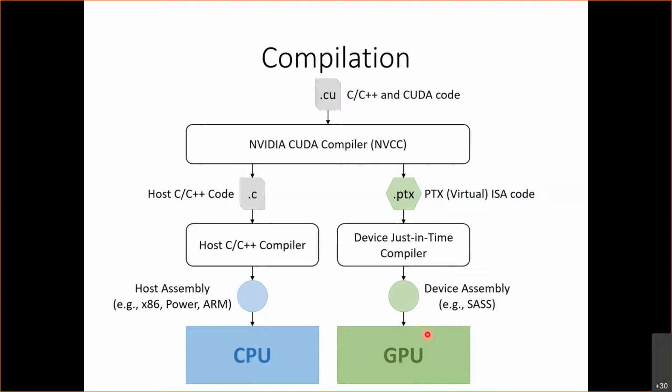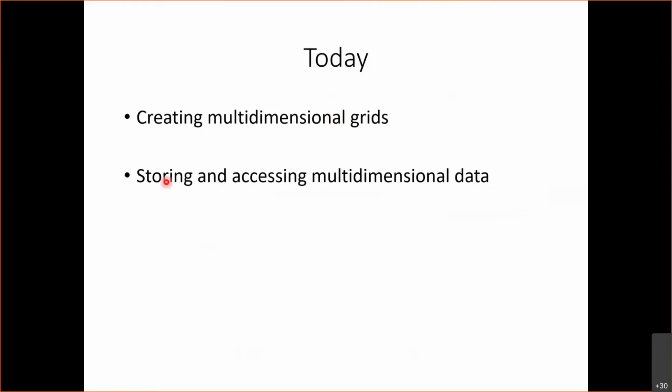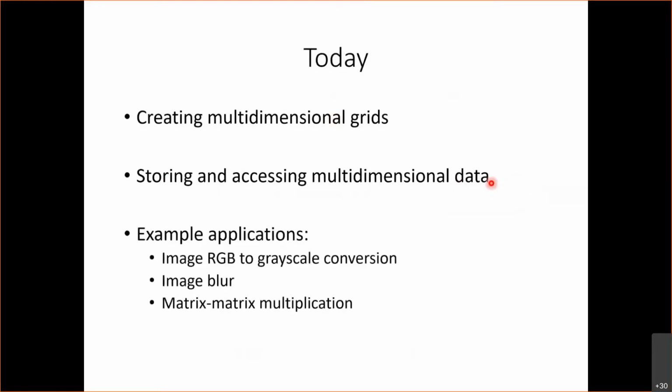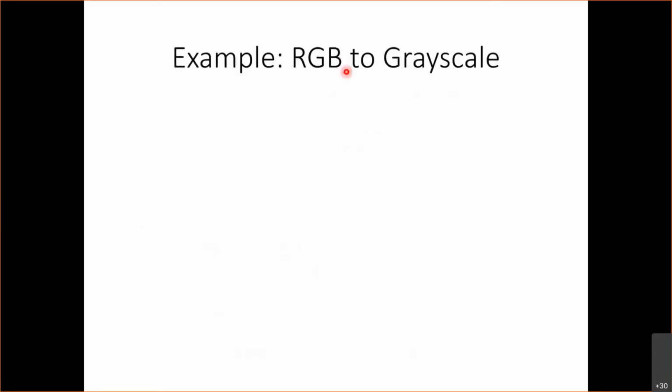Okay, so today we're going to continue with data parallelism, but we're going to look at how to create multi-dimensional grids. We're going to look at how to store and access multi-dimensional data, and we're going to have three running examples throughout today's lecture. The first one is converting a colored image represented with RGB to a grayscale image. The second one is blurring an image, and the third one is matrix-matrix multiplication. Okay, so let's start with RGB to grayscale.